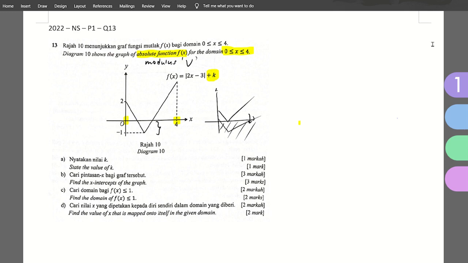So this brings us to part A, which is to find the value of k, which represents the number of steps for this graph to move downwards. This is actually quite easy. Originally it should be from 0. But now it is at -1, meaning this graph is moved downward one step, so k should be -1.